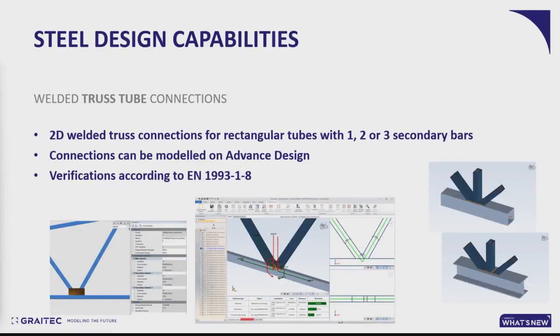And the last point related to steel design: in Advanced Design and the steel connection module, we can now define and verify welded truss tube connections. We can define multiple configurations supported by Eurocode 3 with 1, 2, or 3 diagonals that are made of square or rectangular tubular steel sections. The main beam can also be a tube or an AISI section.